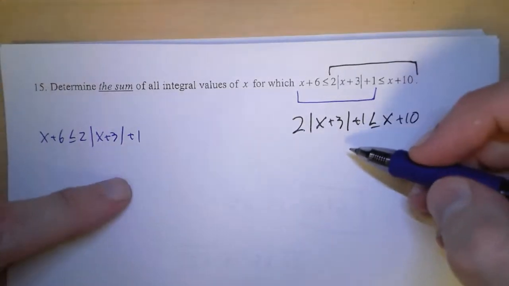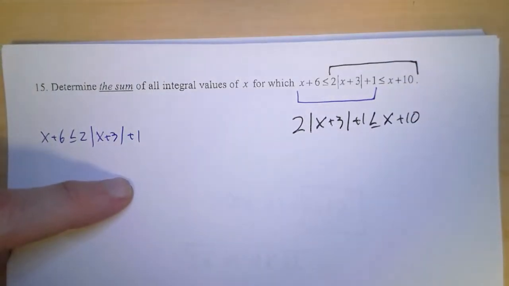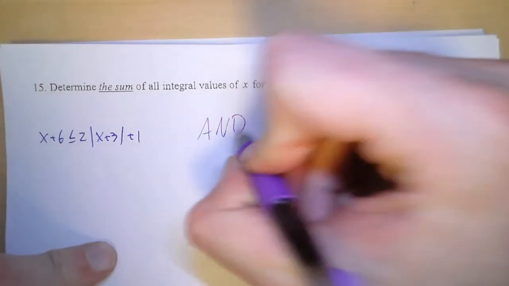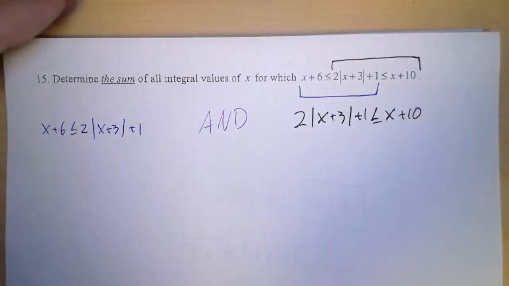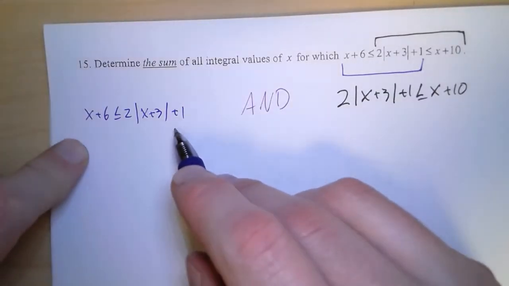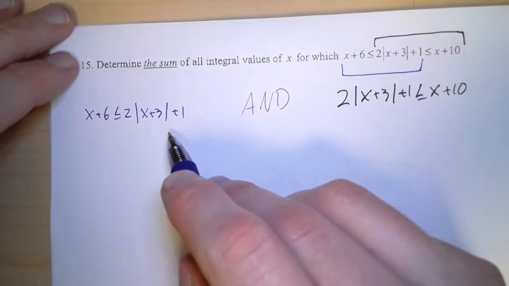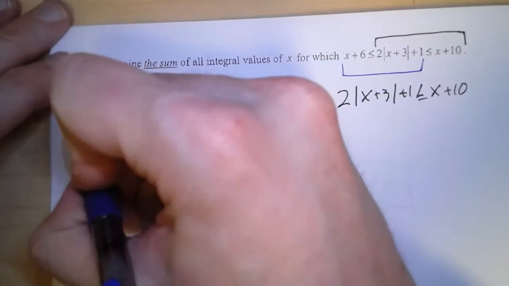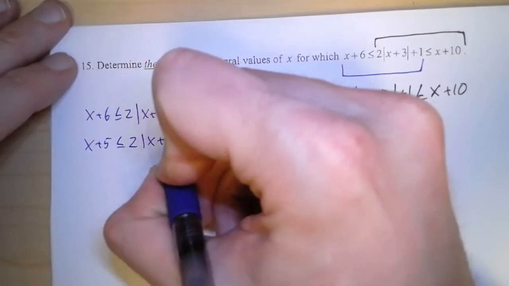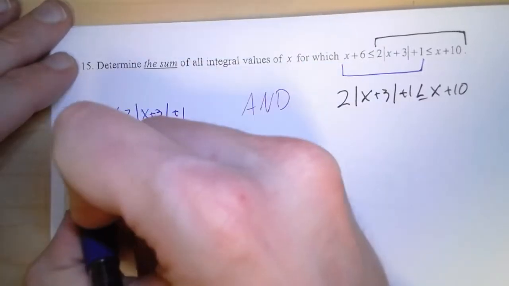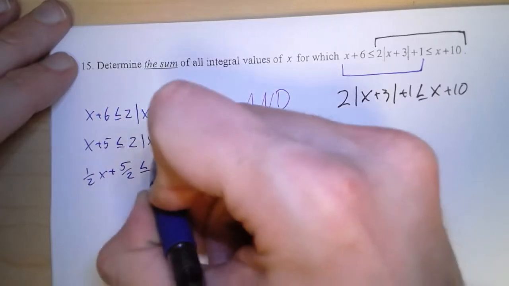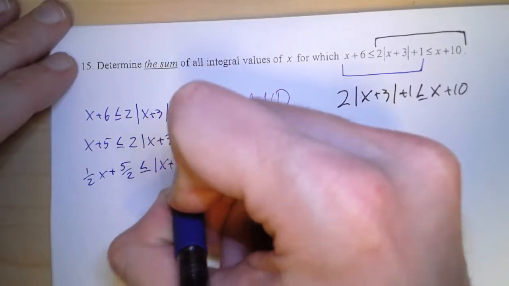Now both of these are true simultaneously, which means that it has to fit both this and this one. And that'll become important later on. So I'm going to solve for the absolute value. First I'm going to subtract the 1 and divide by 2. So x plus 5 is less than or equal to 2 absolute value of x plus 3, and then divide by 2. So 1/2 x plus 5/2 is less than or equal to absolute value of x plus 3.